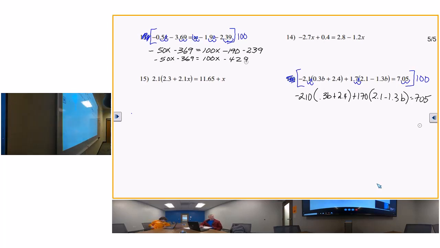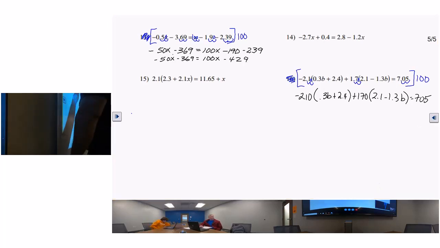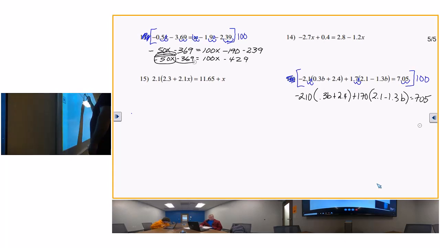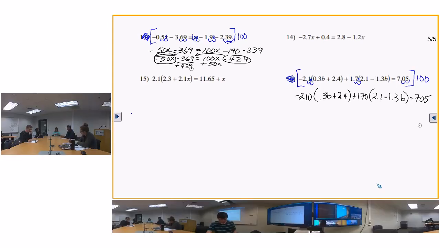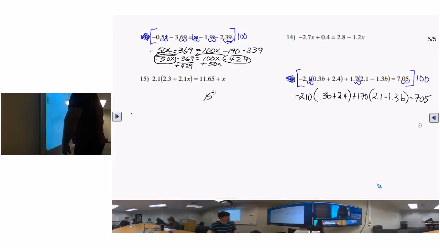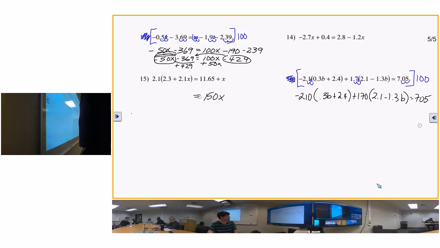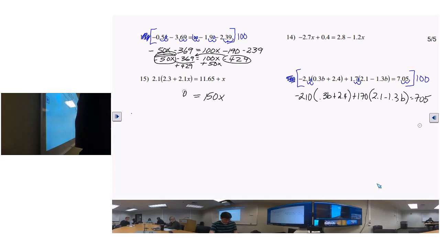Yeah, it's 429. I'm going to bring the small bucket, bring it across the river, bring that 429 across the river, and that's going to give me 150x is equal to, well, I can just subtract them and it's going to be a positive because the 429 is positive. So that's going to give me a 0 and a 6.